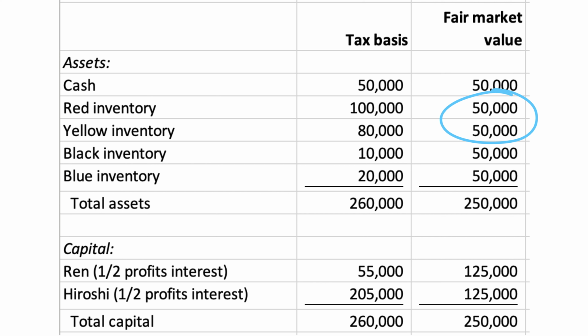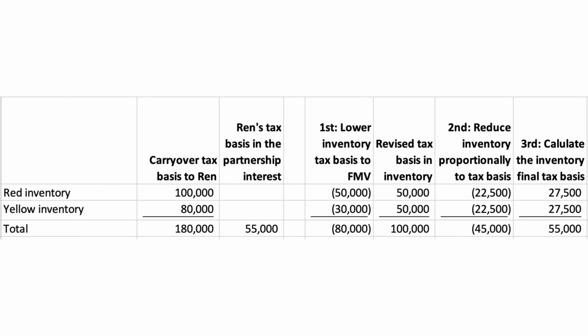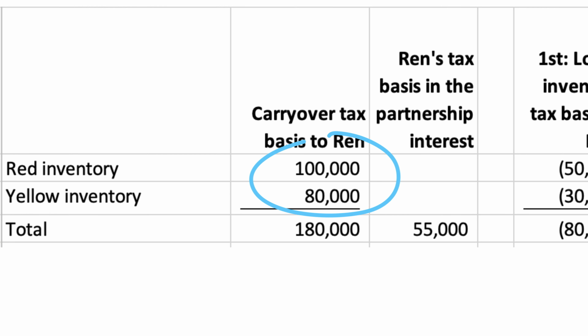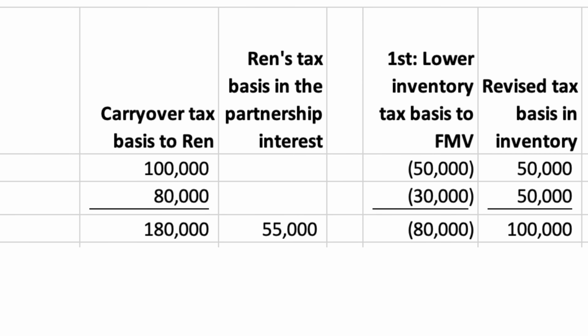A carryover tax basis for the inventory would be $100,000 for the red inventory and $80,000 for the yellow inventory, a total of $180,000. But Wren only has a tax basis in the partnership of $55,000, not enough to give the inventory a carryover tax basis. The first step in resolving this is to assume that red and yellow inventory has a carryover tax basis. Then lower the tax basis for each asset to fair market value if the fair market value is lower.